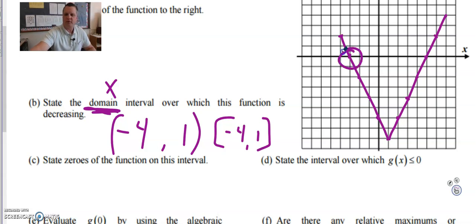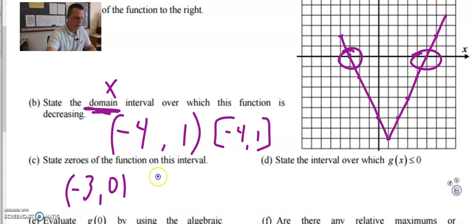Of the zeros of the function, and 0 and 0. 1, 2, 3, 1, 2, 3, 4, 5. Okay, so the zeros are -3, 0, and 5, 0. Okay, so those are the zeros.